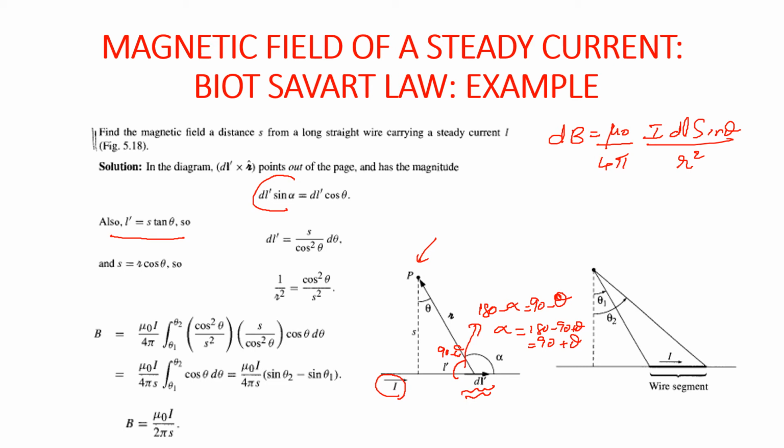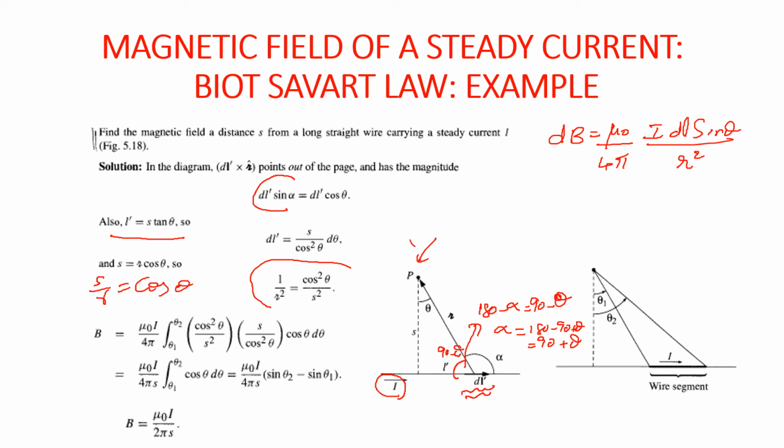Also, what is cos theta in this right triangle? Cos theta is equal to adjacent side divided by hypotenuse, that is S over R is cos theta. So S is equal to R cos theta. So from that we obtain 1 over R square is equal to cos square theta by S square.